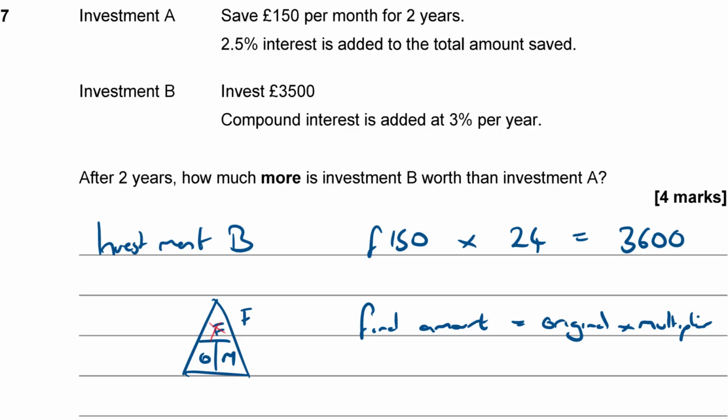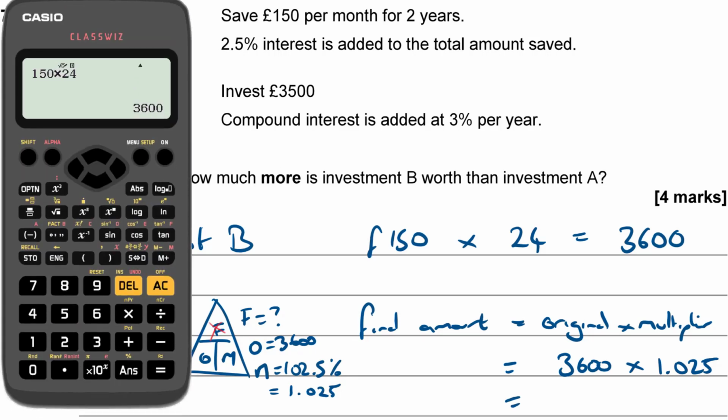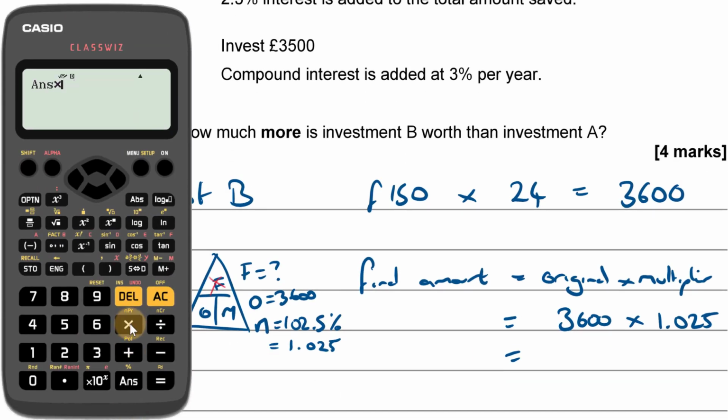Okay, so F here is what we're trying to find. O is the original amount, which is 3,600. And the M, the multiplier, is a 2.5% increase, isn't it? So it's 102.5%, which as a multiplier is 1.025. So my amount then is going to be 3,600, my original, times my 1.025. And that is equal to 3,690.